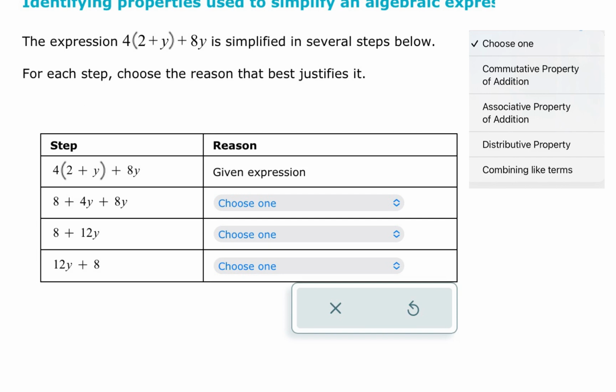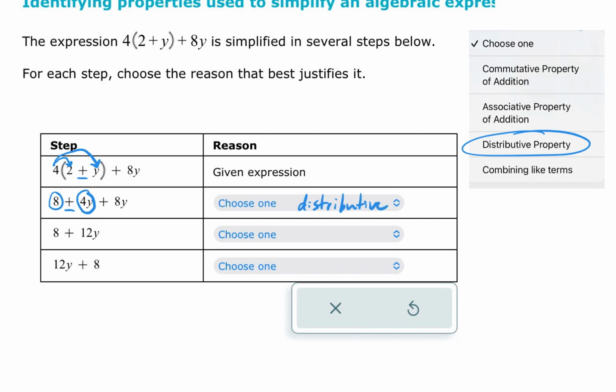So here's our original expression right here. And then after we did something to get this expression right here. And it looks like the something that we did was distribute this 4 to the 2. 4 times 2 gives us 8. 4 to the y, 4 times y gives us 4y, and then we added them. So that is the distributive property. So that's this one right here.